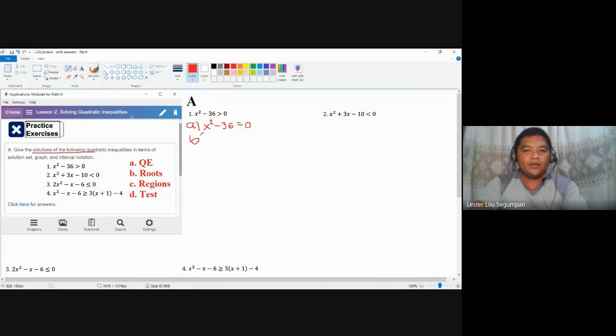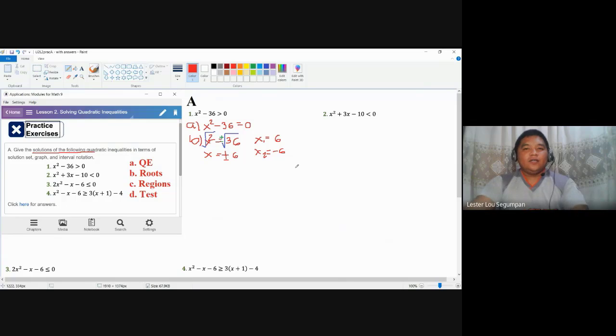Letter B, we are going to solve for the roots of this quadratic equation. We could actually use the square roots method if you want. x squared is equal to 36. Take the square root of both sides, and when we take the root of both sides, always consider the positive and negative values. So you will have the roots positive and negative 6. So your roots are 6 and negative 6.